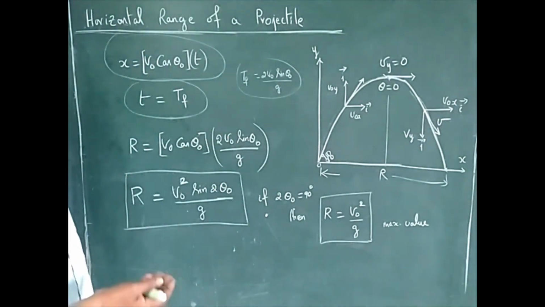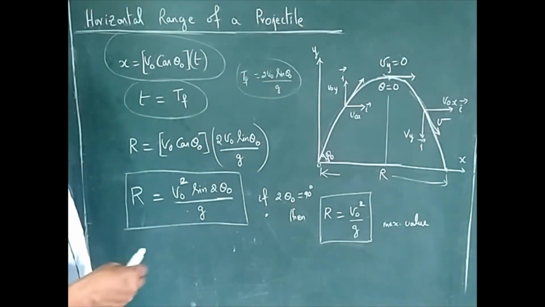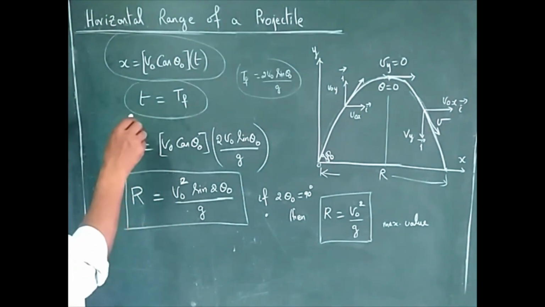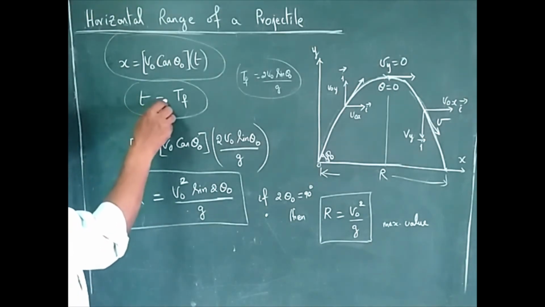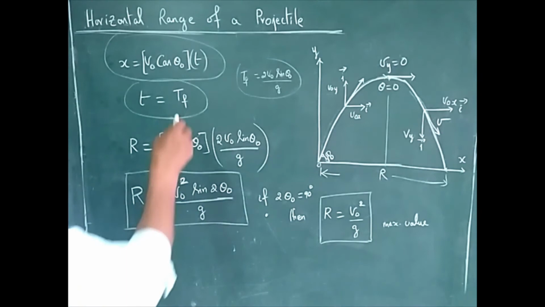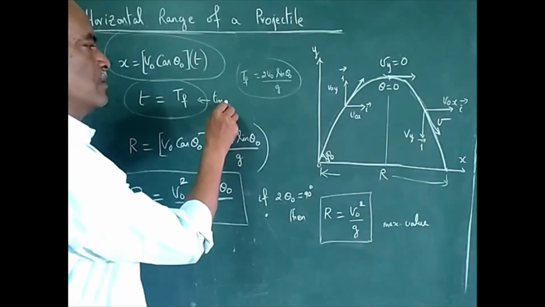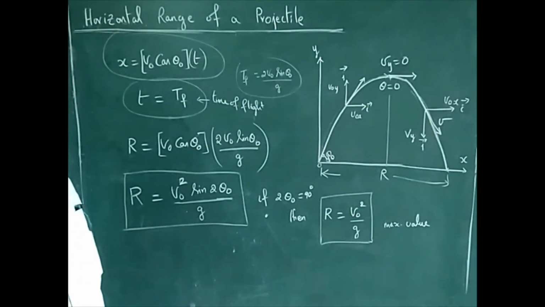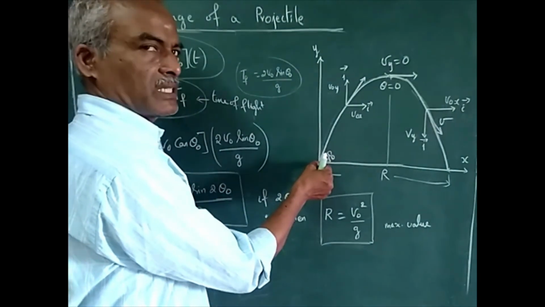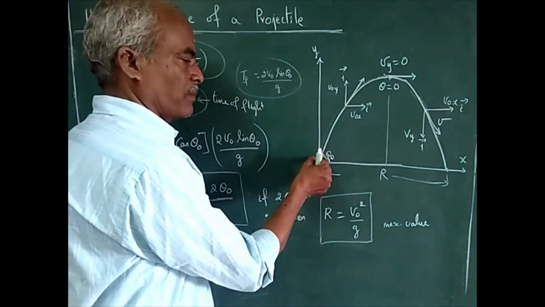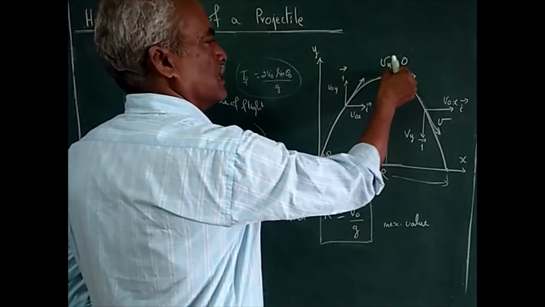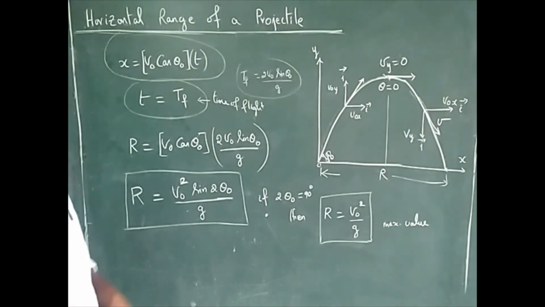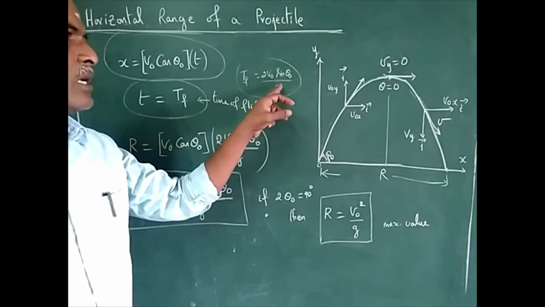Already in the beginning we have seen that we have two components, x and y. X is given by V naught cos theta naught into t. Okay. Now what you do is you substitute t equal to tf. Tf is nothing but the time of flight. What is time of flight? It is the time taken by a particular object, or particle, from here to travel along this parabolic path and reach this point. So that is called time of flight. And we know that time of flight is 2 V naught sin theta naught divided by g.